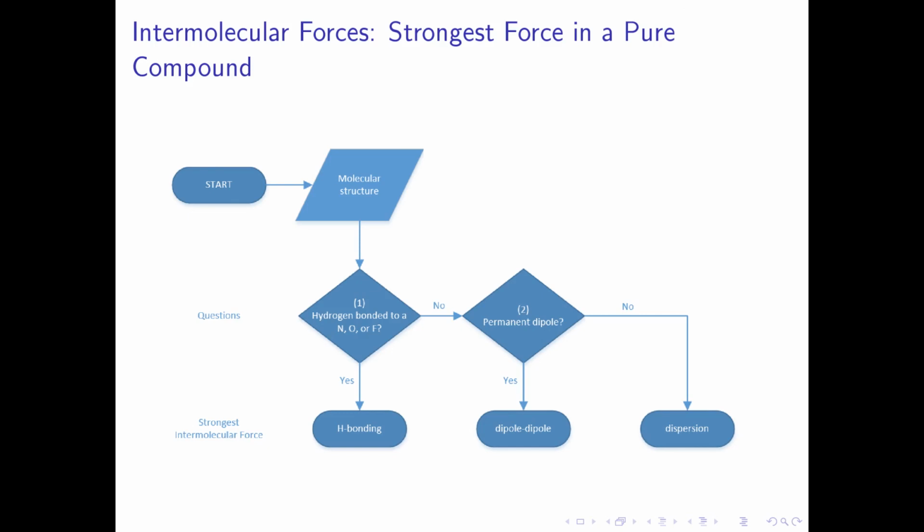If the answer is no, we go to our second question, which is, does the molecule possess a permanent dipole? If the answer is yes, then the strongest intermolecular force present are dipole-dipole interactions. If the answer is no, there is only one possible type of force left, and that is dispersion forces. Recall that dispersion forces are present in all atoms and molecules. So in the absence of hydrogen bonding and dipole-dipole interactions, all molecules will possess dispersion forces.